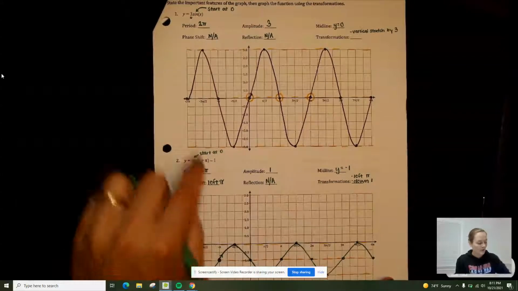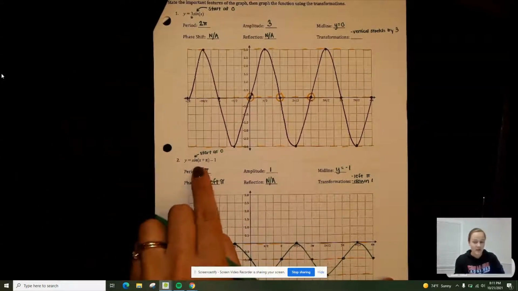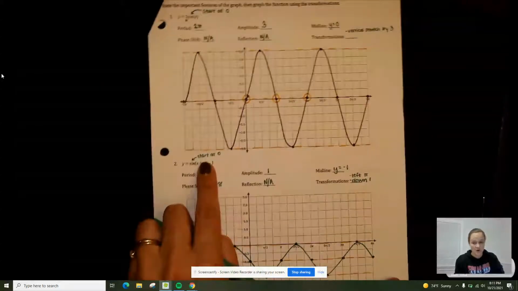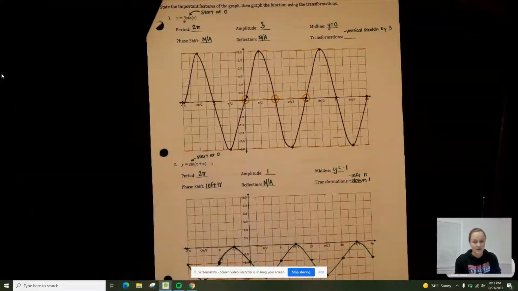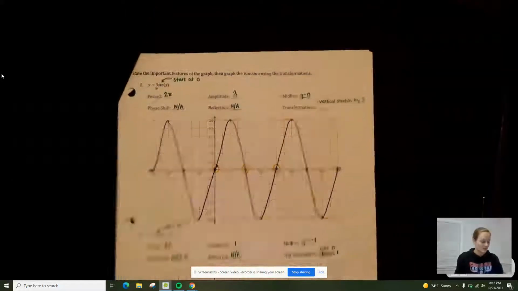So even though I'm writing start at 0, it's important to make note of the fact that you still have to look at where it's moving to see if that start point is starting at any different of a spot. And it's going to start at a different spot if the midline changes and there's a phase shift. All right, I'm going to do one more example problem, and the next one is a cosine problem. So sine starts at 0, cosine starts at 1.